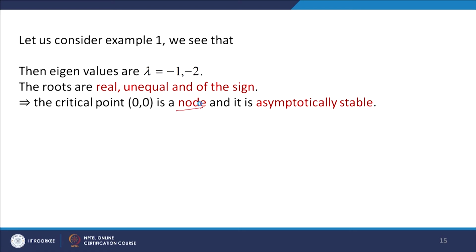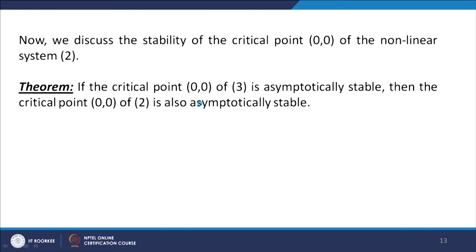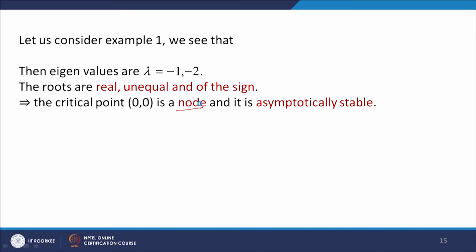Now we have to go to the stability of this. If the critical point (0, 0) of 3 is asymptotically stable, then the critical point (0, 0) of 2 is also asymptotically stable. So let us see, in the case of stability, we know that the eigenvalues are lambda equal to minus 1 and lambda equal to minus 2. So it is an asymptotically stable critical point of the linear system dx/dt = ax + by, dy/dt = cx + dy. And so (0, 0) is also an asymptotically stable point in the case of the nonlinear system of example 1. So the critical point (0, 0) is a node and it is asymptotically stable.